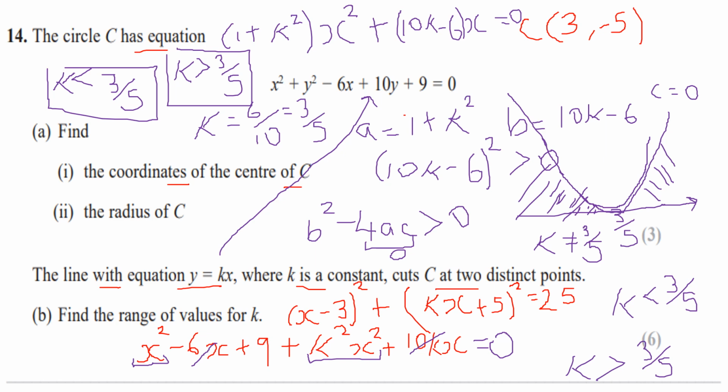If I have made a mistake, guys, let me know in the comments below. But that's my idea. So you substitute y equals kx into the equation of a circle to form a quadratic in terms of x squared, x, and k. You want the discriminant to be greater than 0, so you have two distinct real roots, and that's how you solve it here.